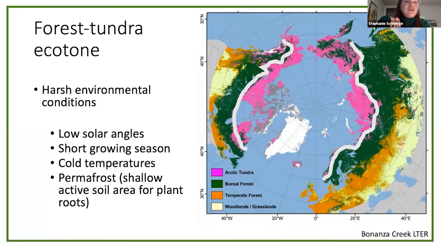Tree line, northern tree line, is sometimes called the forest tundra ecotone. And when we're talking about an ecotone, we're talking about a transition zone. In this case, we are transitioning from our boreal forest here to the Arctic tundra here in pink. And so this transition line, or the tree line, is this gray-white line that goes all the way around the pole. It is circumpolar, and it's actually the largest ecotone on the planet.